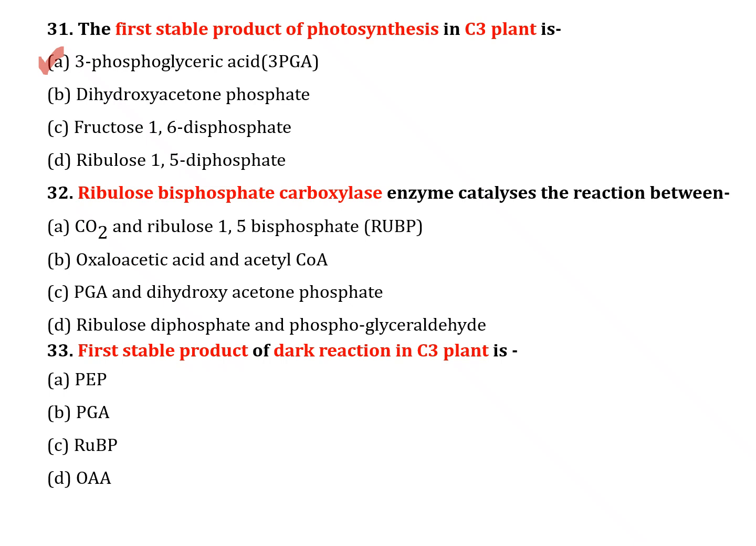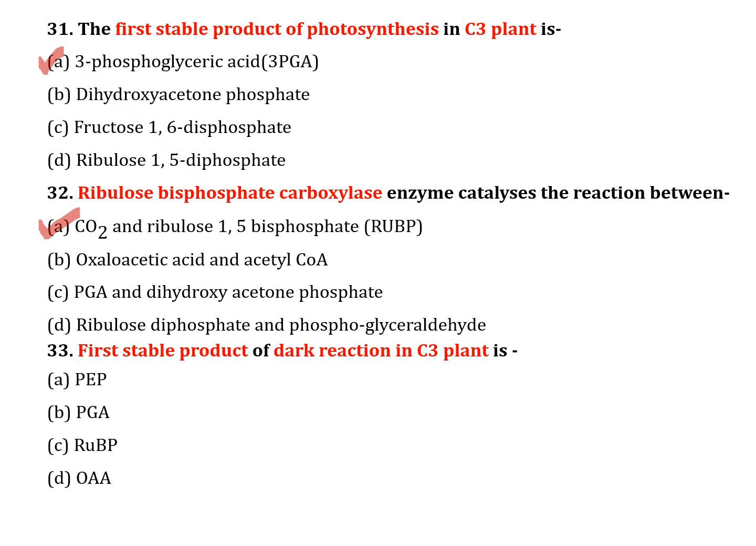The next question, number 32. Ribulose bisphosphate carboxylase enzyme catalyzes the reaction between option A, carbon dioxide and ribulose 1,5 bisphosphate, that is RuBP. Option B, oxaloacetic acid and acetyl coenzyme A. Option C, PGA and dihydroxyacetone phosphate. Option D, ribulose diphosphate and phosphoglyceraldehyde. The correct answer is option A, carbon dioxide and ribulose 1,5 bisphosphate.